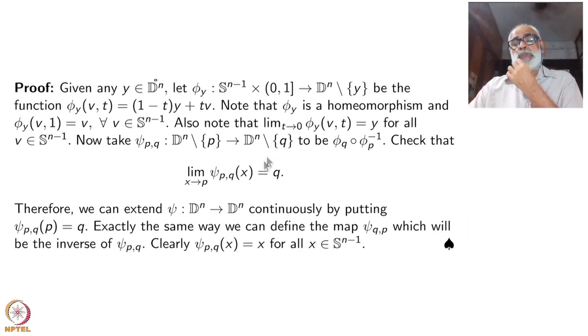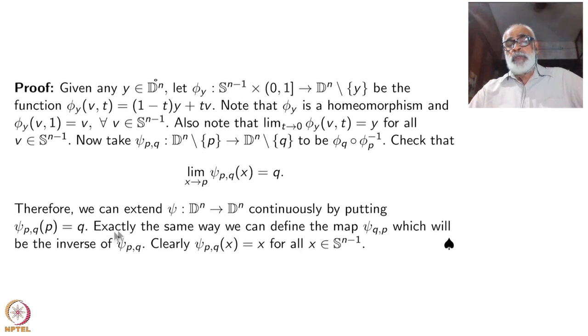Okay, so automatically if you take x going to p now instead of 0, t going to 0, the same thing as x going to p, psi pq will be equal to q. So I can extend this psi from Dn to Dn. It is defined from Dn minus p to Dn minus q. Now take p to q, that will be a continuous extension.